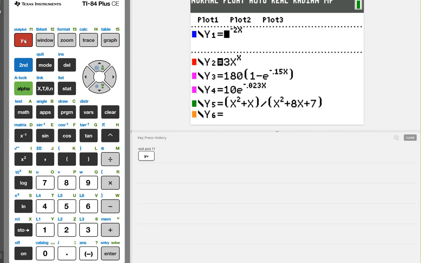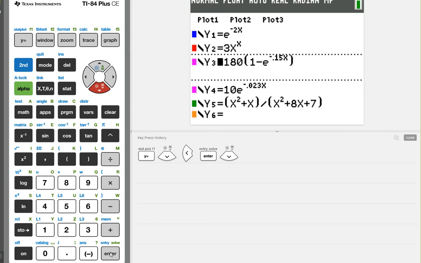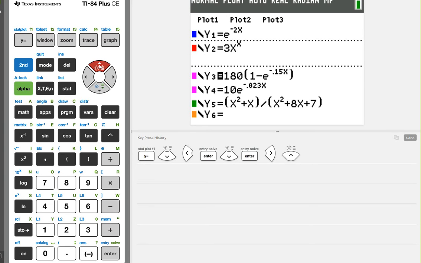So take out your graphing calculator. Put in the function. Now, we're not going to use a t, because for our purposes, it's more convenient to use x. But there's your function: 180 times parentheses 1 minus e to the negative 0.15x. So we'll type that in, and then we're going to have to evaluate it at different points.